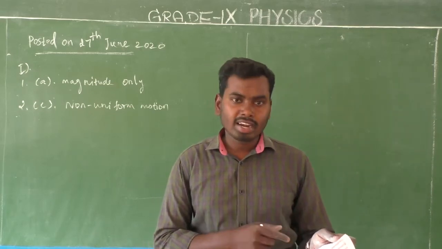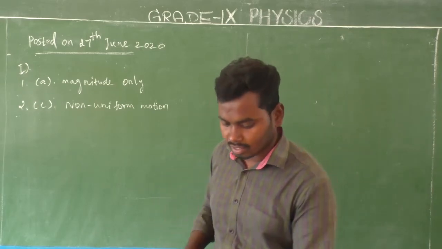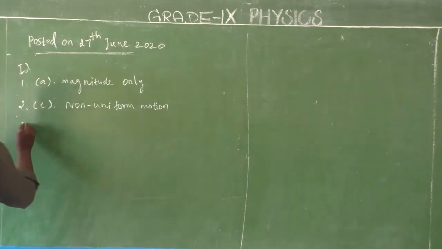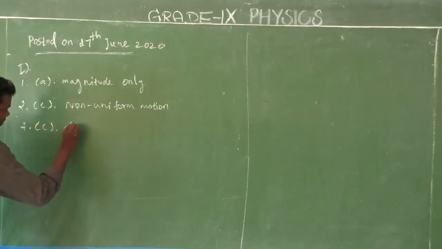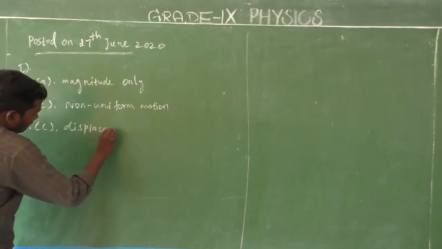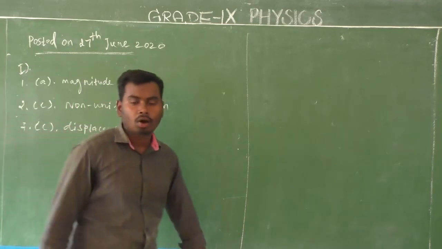Which is the right answer? Displacement, which means C1 is the right answer. Third one, what is that? C, that is displacement. C1 is the answer. Okay, yes.